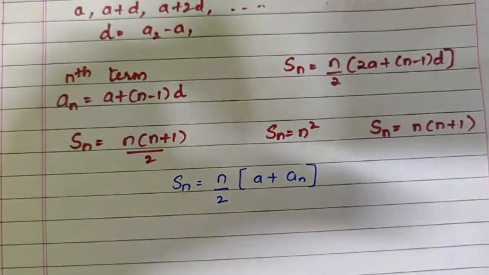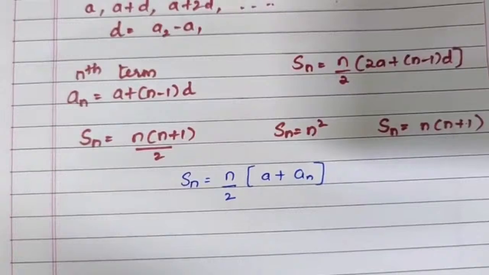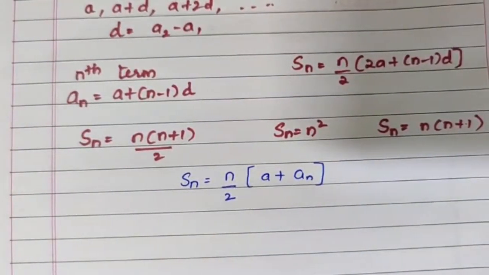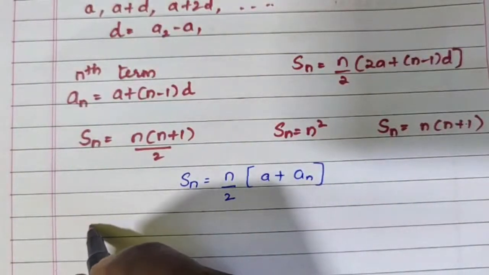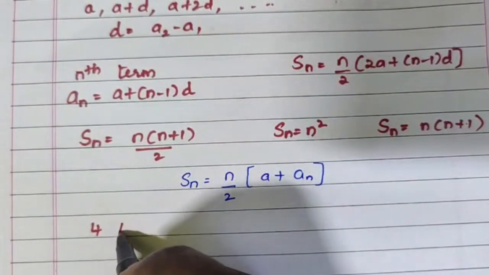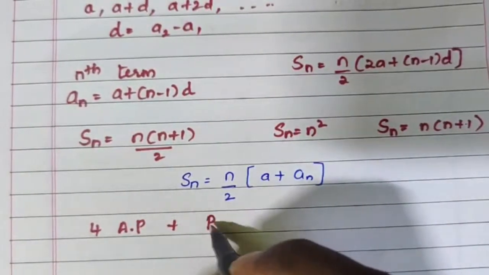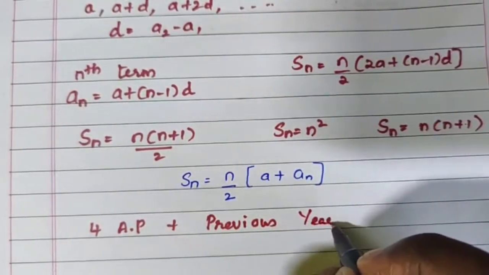For 3 or 4 marks, from where will the question come? Definitely, an application-based question will come from the unit Arithmetic Progression for 4 marks. What you should do is try to solve all the 4 model paper arithmetic progression questions, plus all the questions from previous year board papers.